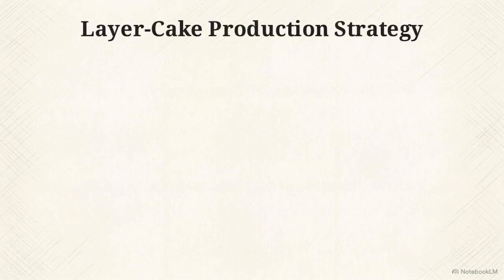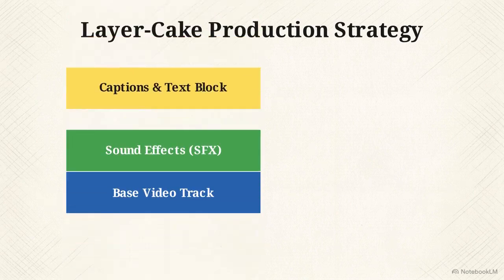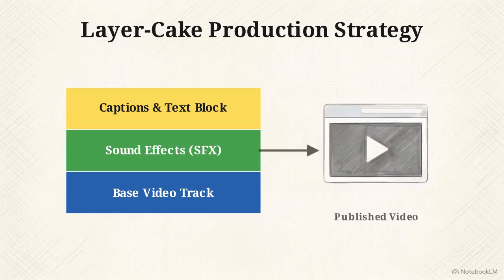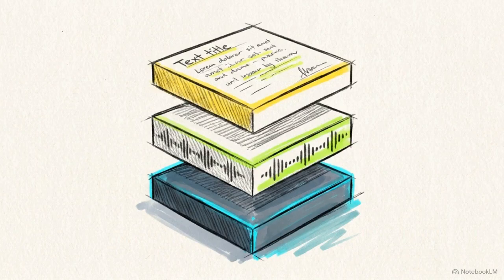You are essentially building 3 distinct layers of engagement: the base video track, the sound effects in the middle, and the fast-moving text block locking onto the top. These additions force the brain to process motion, reading, and listening simultaneously. This layer cake approach keeps the viewer's attention occupied from 3 different directions at once.